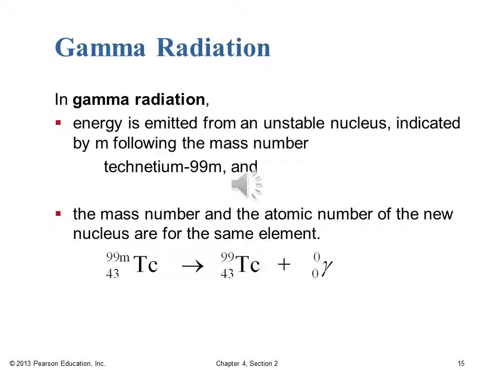So this is your best friend. This one's pretty easy to pick out. That m gives it away on the left, and then pretty much the m on the left gets eliminated, and you add in the gamma emission, not a particle, but rather a high energy photon beam of light, and it has 0 mass and 0 charge.